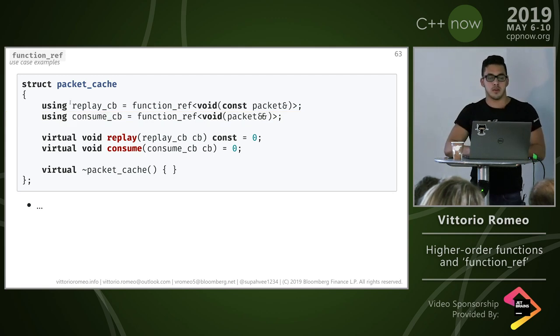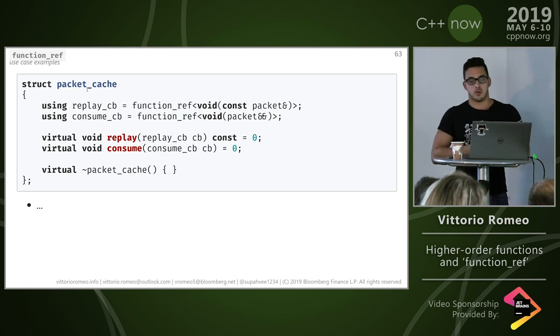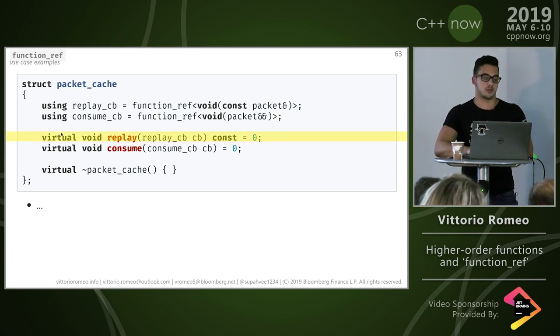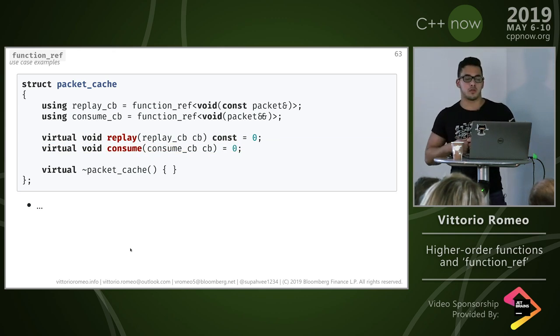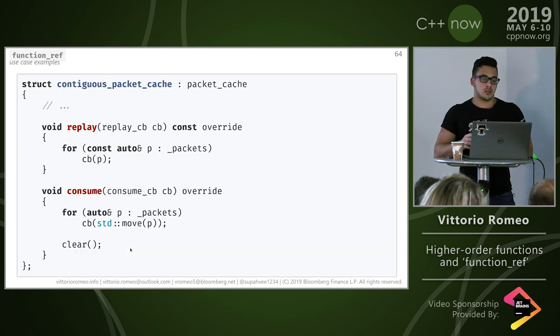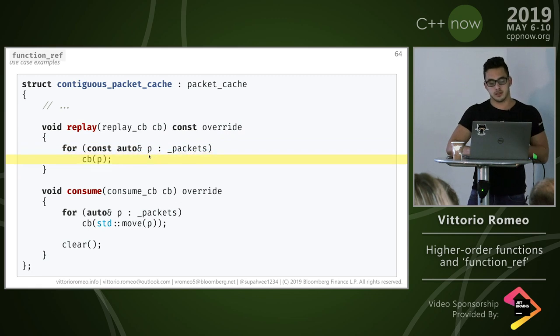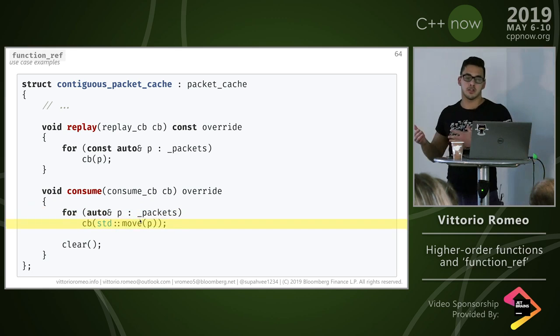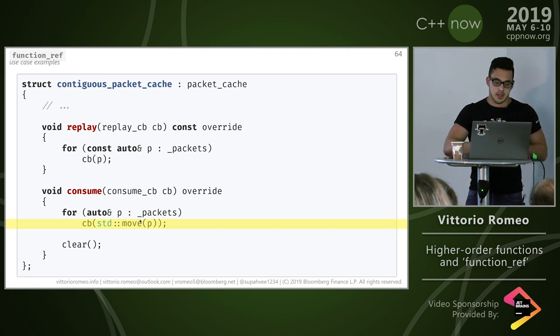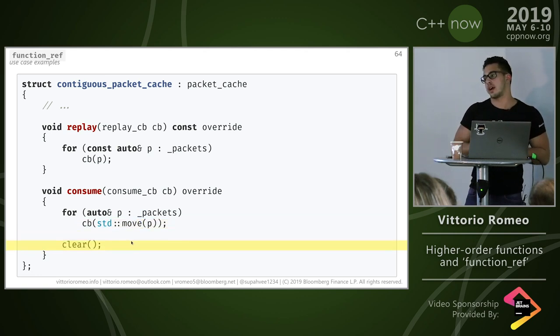And we wanted to experiment with multiple caching strategies at runtime. So we had these virtual functions replay and consume, and they basically accepted the function ref. And this is an example of how polymorphism can be useful in this case. And one of the toy implementations, like the easiest one, was a contiguous packet cache, which implements that interface. And in case of replaying, it just goes through the packets and calls the function ref with the packet. In case of consume, it does the same thing, but in this case, since we're accepting an rvalue reference, we just move the packet into it, and we give the user the opportunity to move again from the packet. And also we clear at the end because we are consuming all the packets.